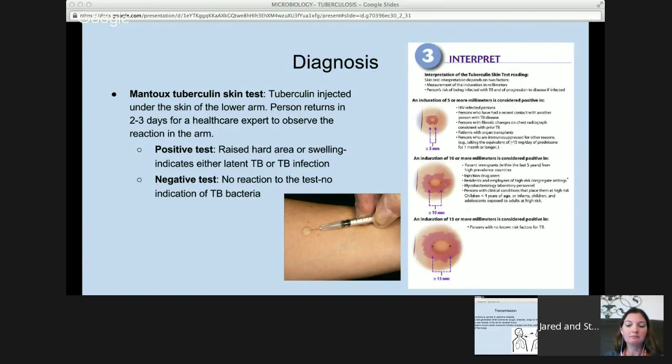A negative test, meaning that there is no indication of either form of tuberculosis, is shown by no change or reaction in the injected area. In the picture to the right, it shows what factors affect a positive test. For a healthy person with no known risk factor for TB, the reaction diameter will generally be greater than 15 millimeters.